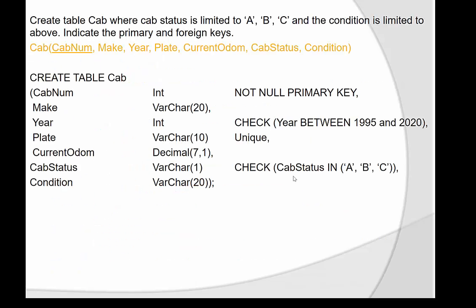Here's an example of a SQL statement that will create a table called cab. Create table cab. And our primary key is an integer. Notice that it's not an identity. Not null is one constraint. Primary key is a second constraint. It's just a comma-separated list.